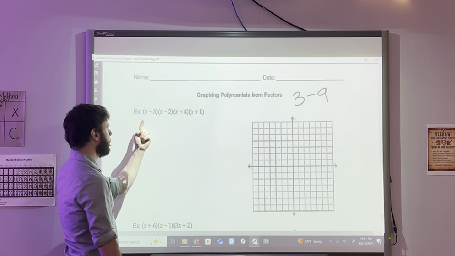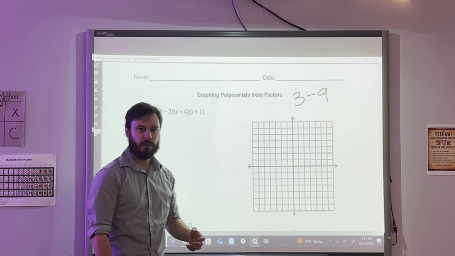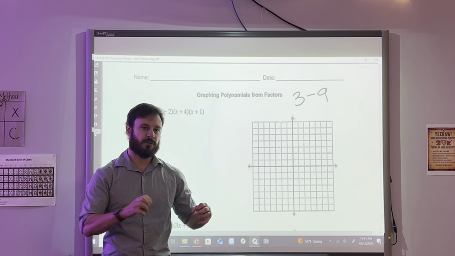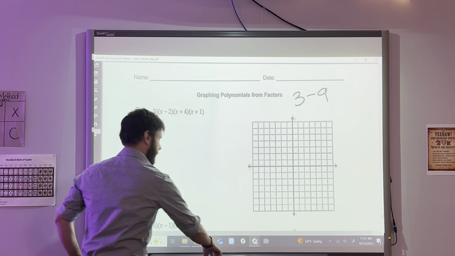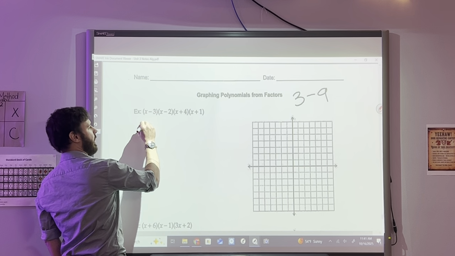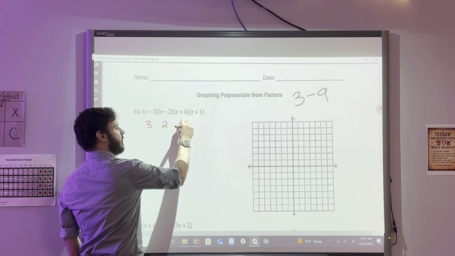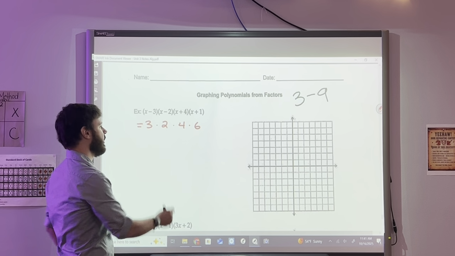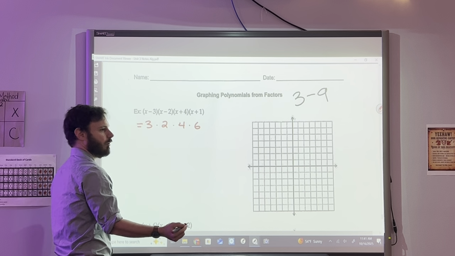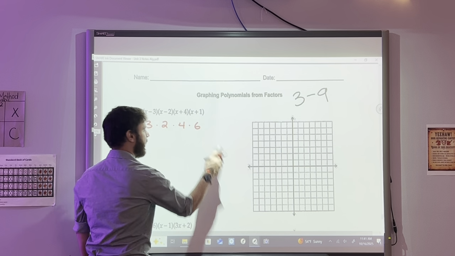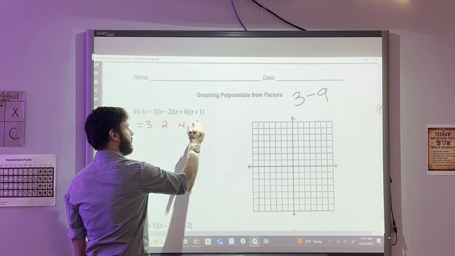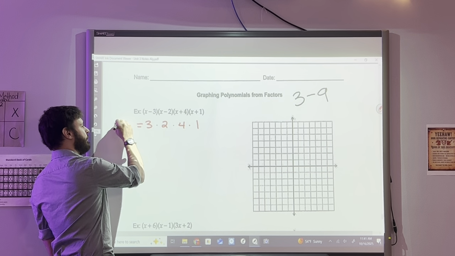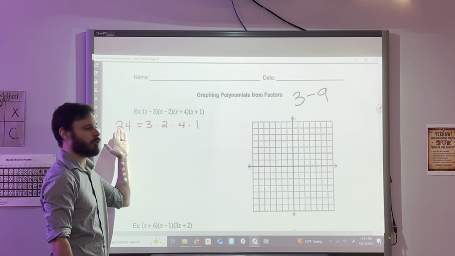So here, I have a polynomial that's been busted into its 4 factors. This is like saying I have 3 times 2 times 4 times 6. What I really have given you here is 12 times 24. That's a big number. Let's not do something that big. Let's do this. That's 24. It's like I give you 24, graph it.